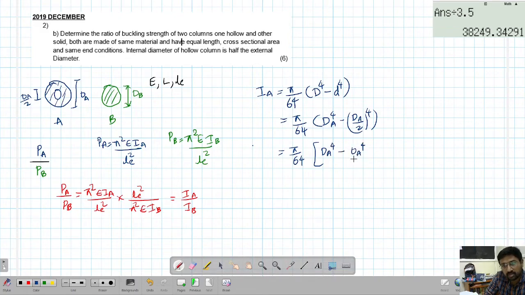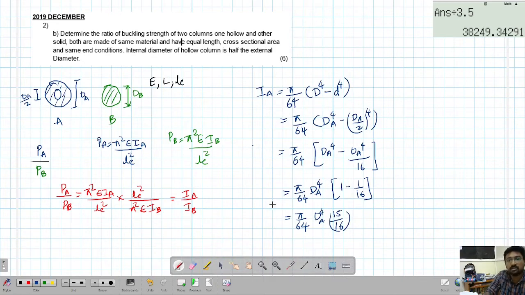dA to the power 4 divided by 2 to the power 4, so that is 16. Now this is nothing but pi by 64 dA to the power 4 into (1 minus 1 by 16). So this is pi by 64 times dA to the power 4 into (16 minus 1) is 15 by 16. Okay, so this is the value of IA. Similarly, I can calculate the value of IB.